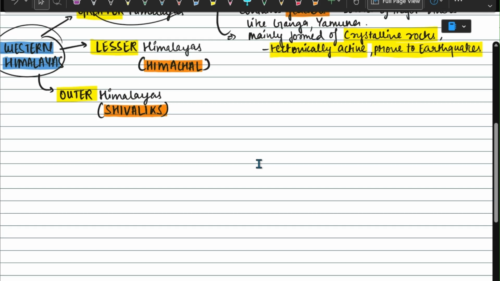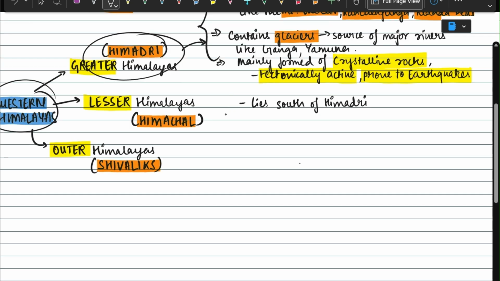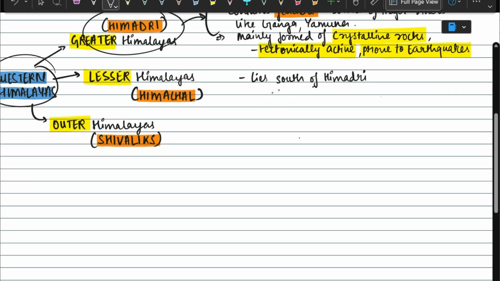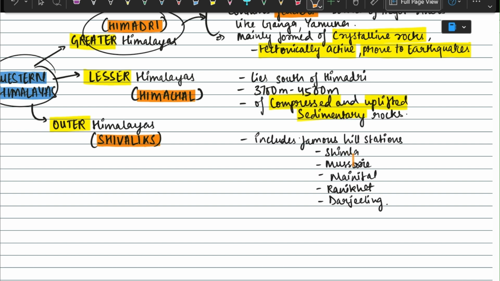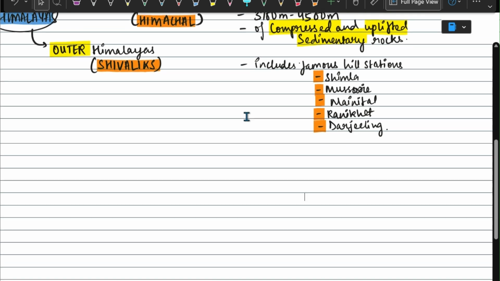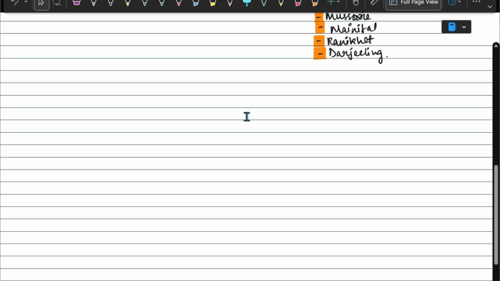Now let's talk about the Lesser Himalayas, which are also known as the Himachal. These Himalayas lie south of the Himadri, and the height usually ranges from around 3700 meters to around 4500 meters. The next thing is that they are made up of compressed and uplifted sedimentary rocks, and these include popular hill stations like Shimla, Mussoorie, Nainital, Ranikhet, and Darjeeling. This region also includes famous tourist destinations and hill resorts like Chamba, Kufri, and Kasauli.